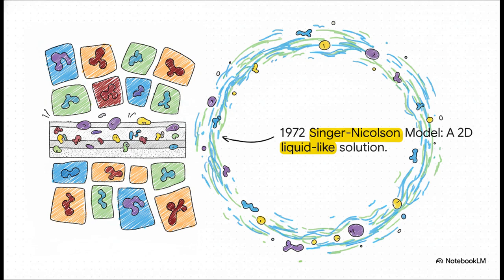Why? Because they didn't see the membrane as this static, rigid wall. Instead, they envisioned a two-dimensional, liquid-like solution. It's fluid because the lipid molecules are constantly moving around, giving the membrane its vital flexibility, and it's a mosaic because it's studded with all these various proteins of different shapes and sizes.